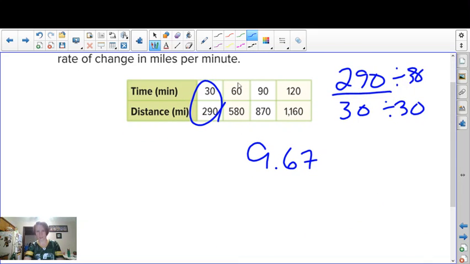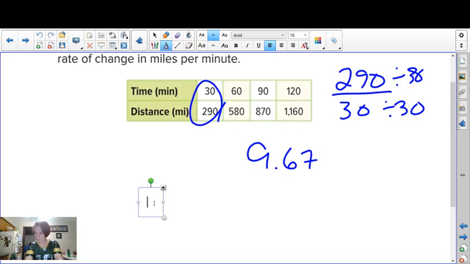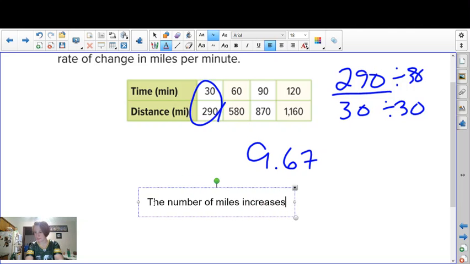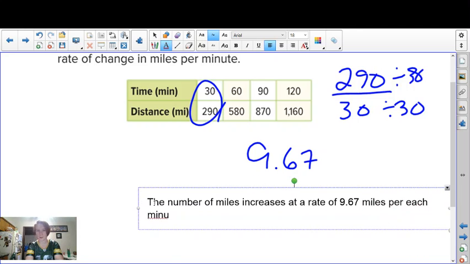And again, if I do that division here, it'll give me the same number, and here, and here. If you don't believe me, check your calculator. The number of miles increases at a rate of 9.67 miles per each minute that passes.